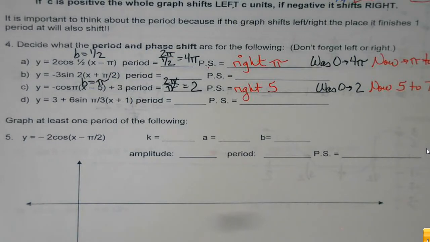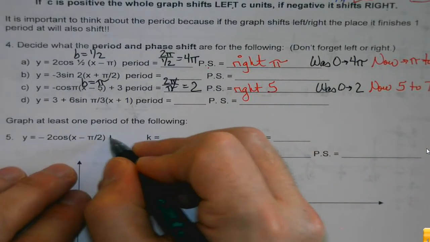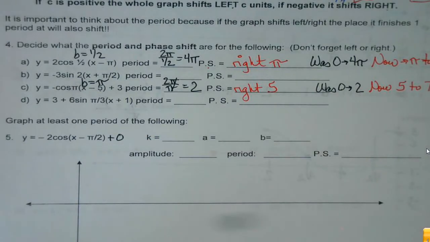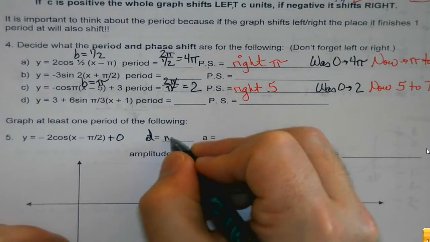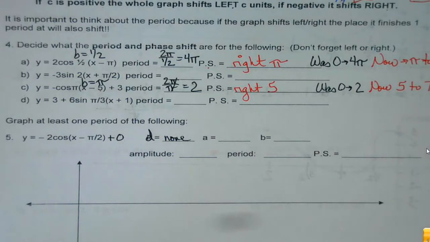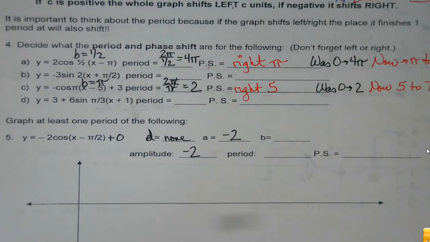Okay, let's see all of our fun stuff that we've got here. We don't have a value on the end because that negative 2 is my A, so I'm just going to put a plus 0 in here at the end. So my D value, I don't have one, or it's 0, so that's nice. At least I don't have to worry about that. My A value, my amplitude, is negative 2.